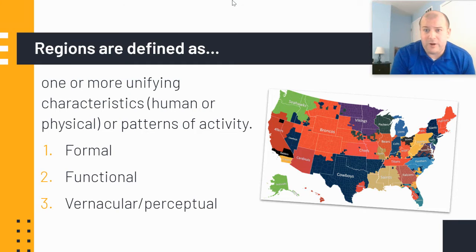Regions themselves are a collection of places that share one or more unifying characteristics or patterns of activity. And those characteristics can be human or they can be physical. The three types of regions that you need to be aware of are formal regions, functional regions, and vernacular regions, also known as perceptual regions.